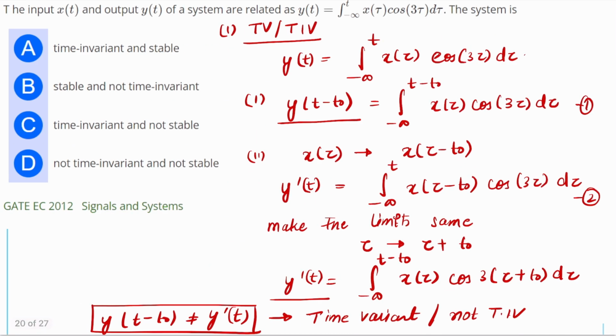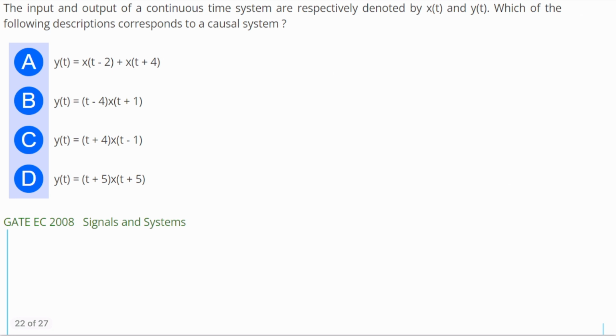So which option will satisfy? It is a not time invariant and a not stable system. Option 4 will satisfy this result, right? Moving on to the next question.